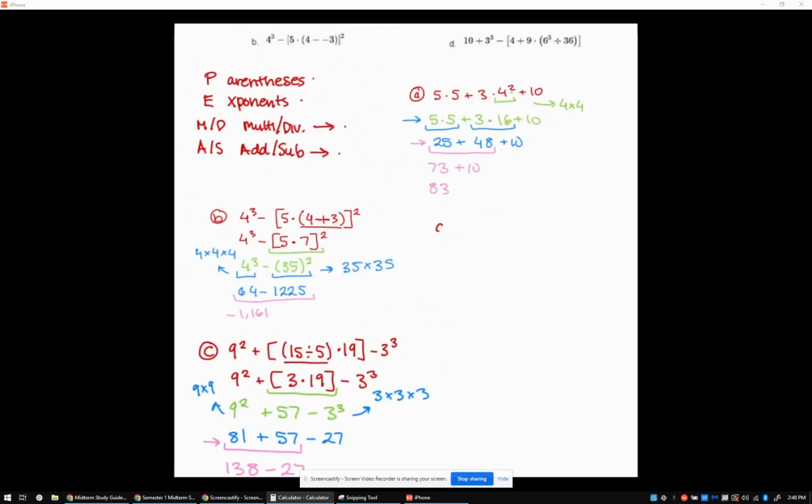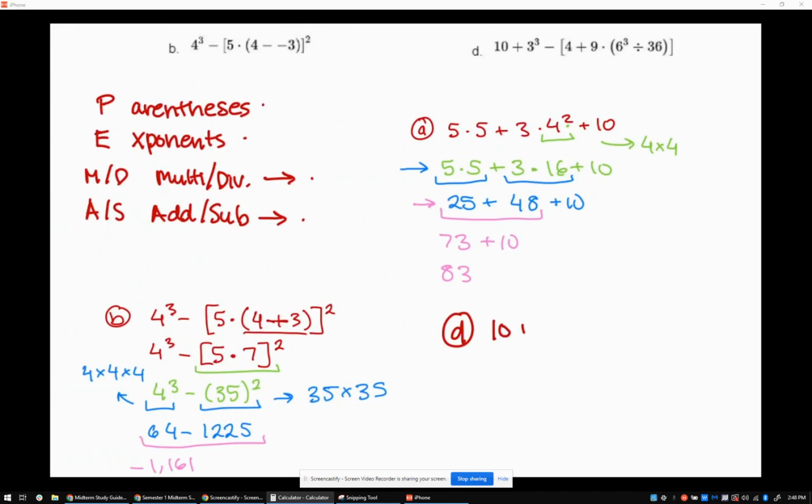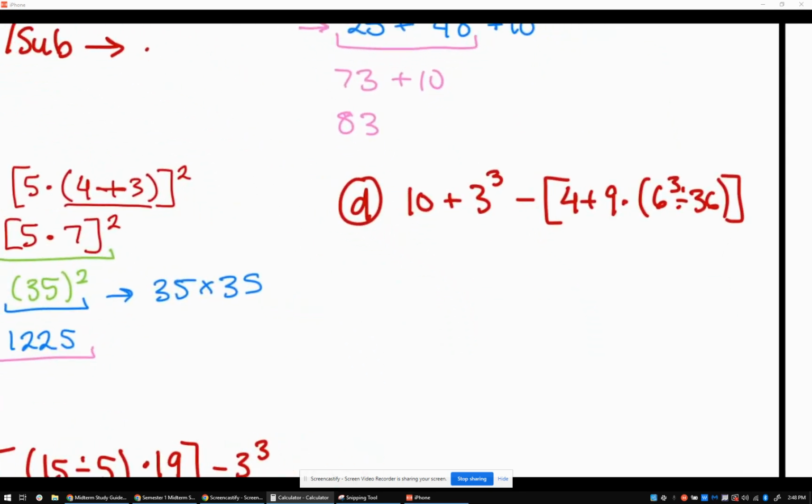Let's go ahead and check out D. 10 plus 3 cubed minus the bracket of 4 plus 9 times the parentheses of 6 cubed divided by 36, and close. We've got brackets, and parentheses in the brackets, so we're going to start with that first. Inside of this parentheses, we have two things. We have an exponent, which is 6 times 6 times 6, and then we're going to divide that by 36.